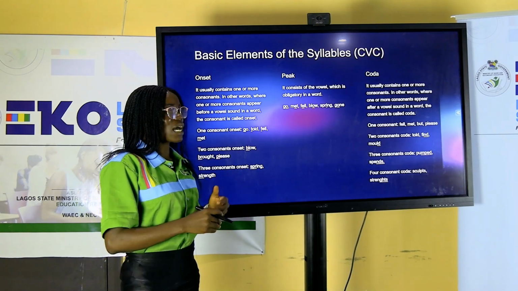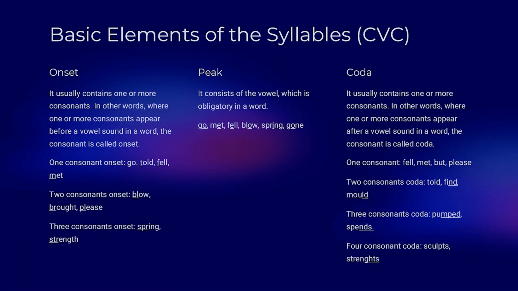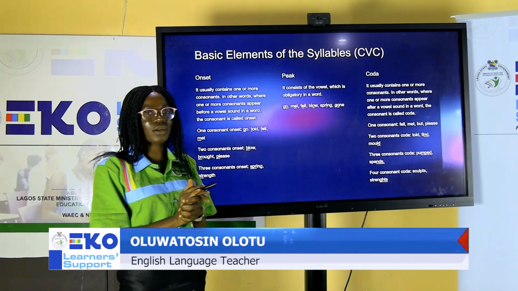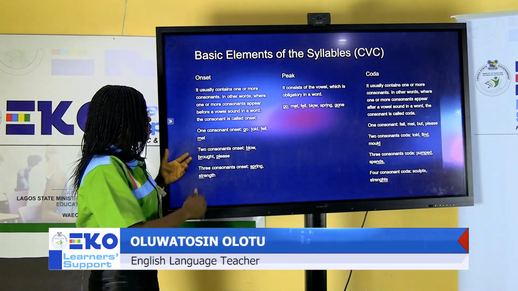Then for the coda level, we can have 1, 2, 3, or 4. Let me explain what onset means. It usually contains one or more consonants. That is, we can have one or more consonants at the onset level, which is seen in the examples we have below. So before a vowel sound appears in between, we'll have 1 or 2 or 3 or 4 consonants at the initial position, but usually we have a 3 consonant cluster at the initial position, which is at the onset level. So look at the examples.